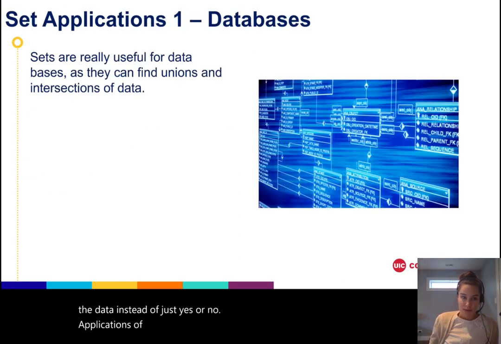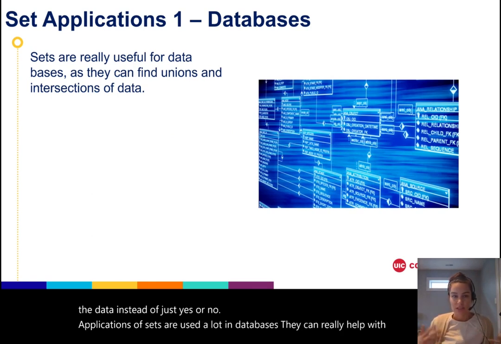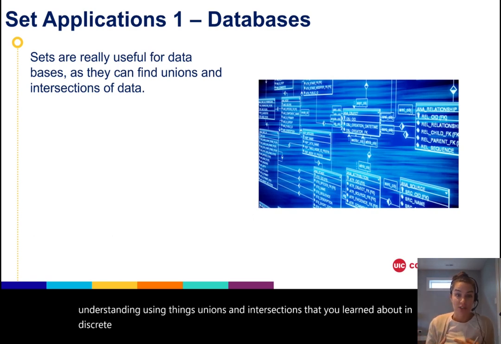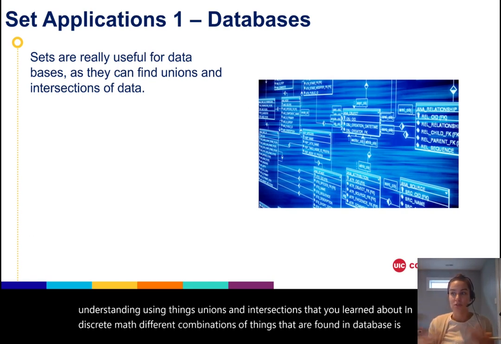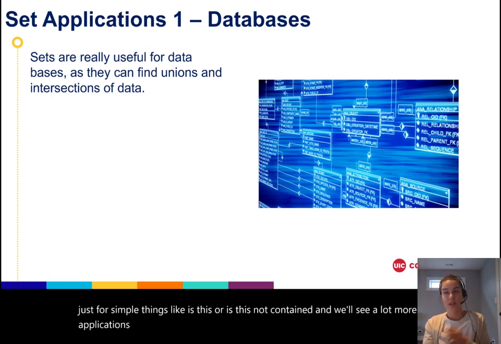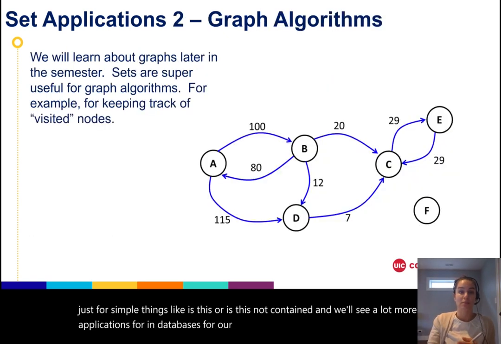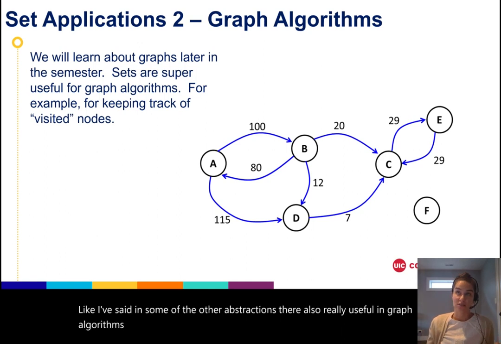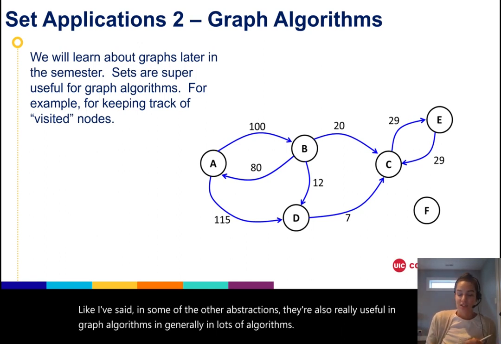Applications of sets. They're used a lot in databases. They can really help with understanding using things like unions and intersections that you learned about in discrete math, different combinations of things that are found in databases. Also just for simple things like is this or is this not contained? And we'll see a lot more applications in databases for our next abstraction, which is maps. Like I've said in some of the other abstractions, they're also really useful in graph algorithms and generally in lots of algorithms. So let me just give you one example.